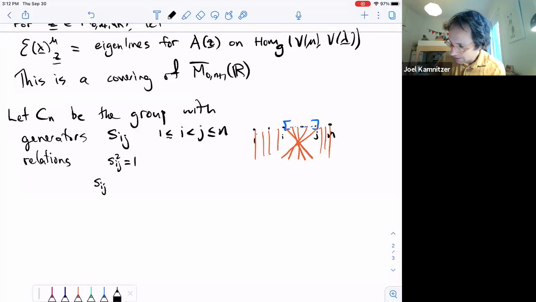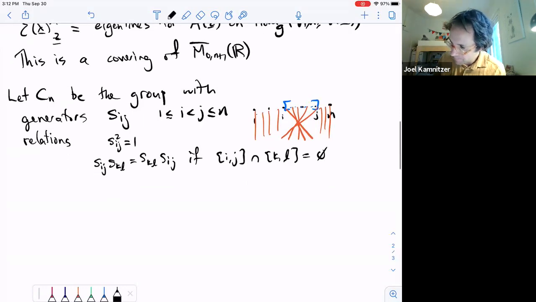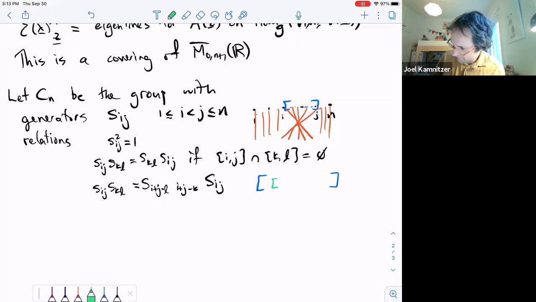So the second relation is that the generators commute if these intervals are disjoint. And the third relation is that if one interval is contained inside the other interval, then the outer interval will conjugate the inner interval to the place you might expect it to. So it's given by the following formula. We have an outer interval and then an inner interval. The outer one is ij, and the inner one is kl, and then it just gets flipped to this other interval written here, which is the result of flipping kl inside the interval ij: i plus j minus l, i plus j minus k.